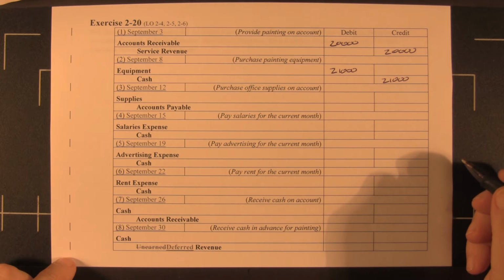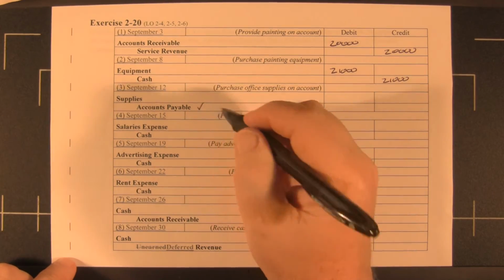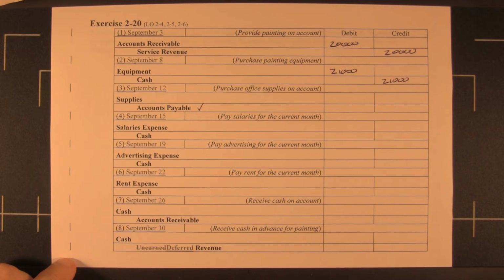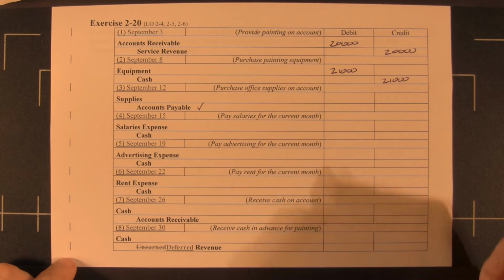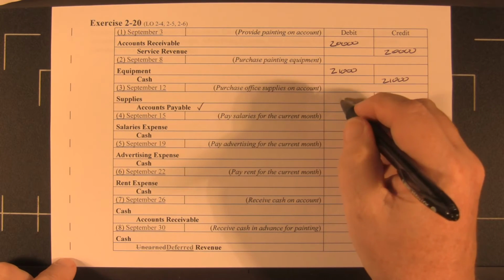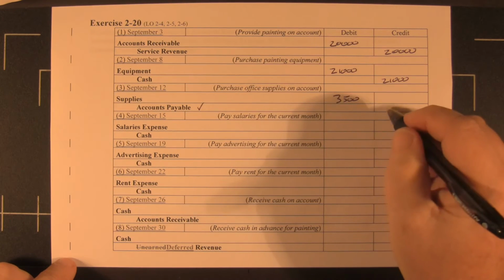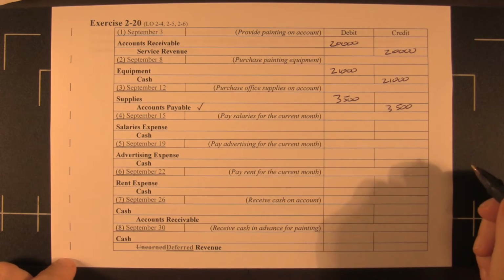Now on the 12th, they purchased some supplies on account for $3,500. And again, remember, this is an account payable. This is an ordinary bill. There's no contract involved. You're not signing an interest-bearing note. It's just a regular business transaction. So we purchased supplies for $3,500. So we debit the supply account for $3,500 and we credit accounts payable for $3,500.